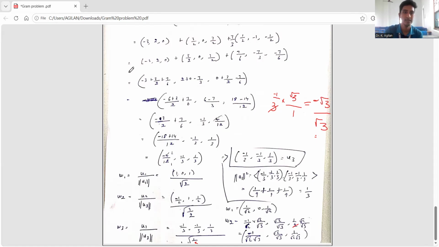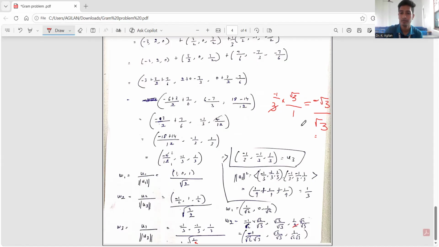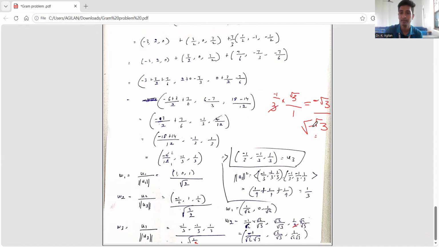So this term is cancelled, right? This term is cancelled by this term. So the answer is minus 1 by root 3. Similarly, we can find the next term, the same thing. Again, we have the second term, minus 1 by root 3. So again, the value is minus 1 by root 3. The third term has a negative sign only, so here it is positive. So the answer will be positive 1 by root 3.